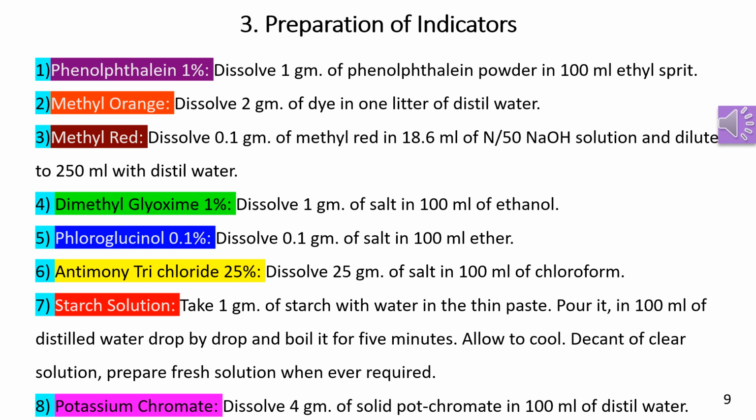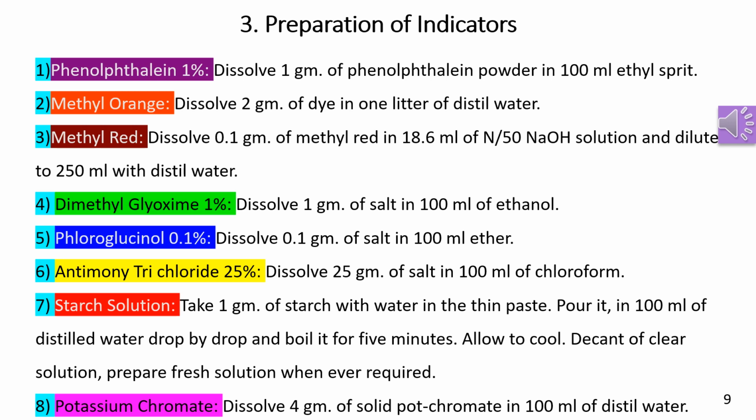Number 5, chloroglucinol 0.1%. To prepare chloroglucinol 0.1%, we need salt and ether. The amount of salt is 0.1 gram and ether is 100 milliliter. To prepare this type of indicator, we will dissolve 0.1 gram of salt in 100 milliliter of ether, and that's how the chloroglucinol 0.1% indicator will be prepared.